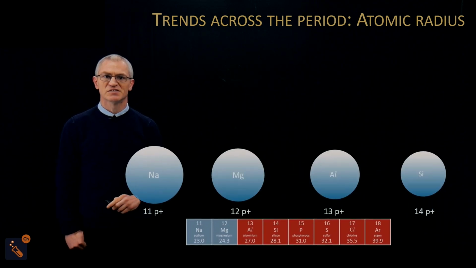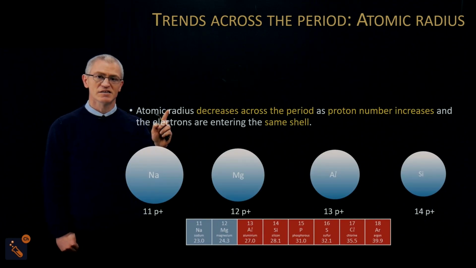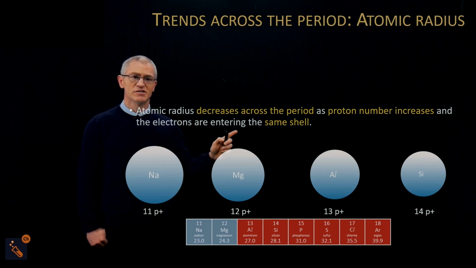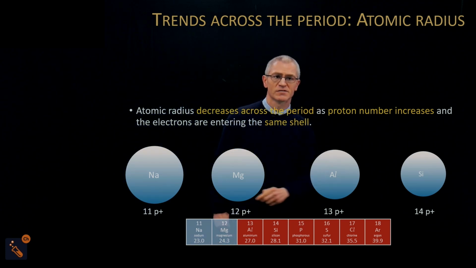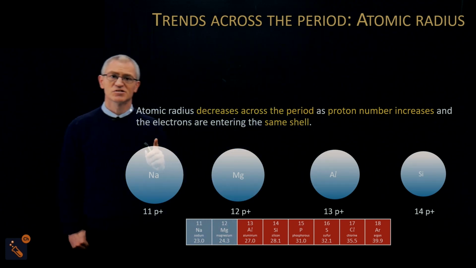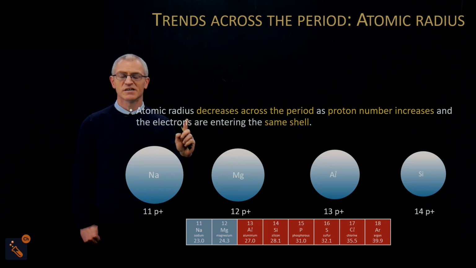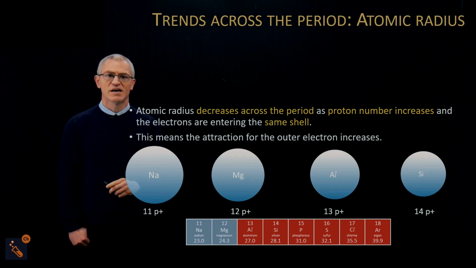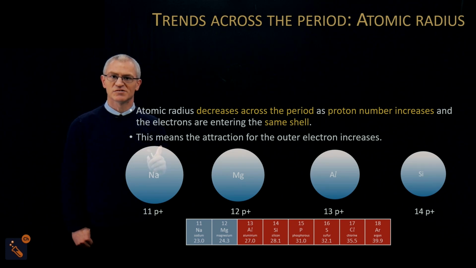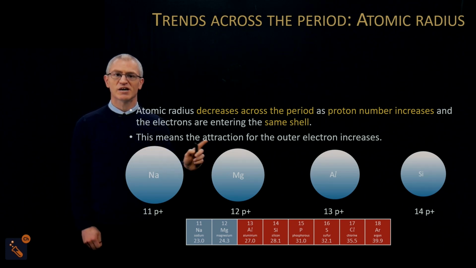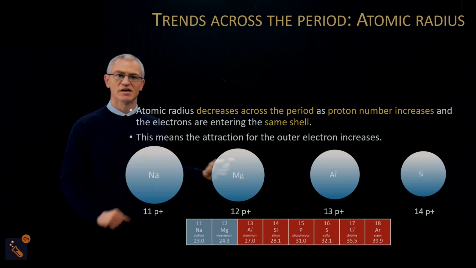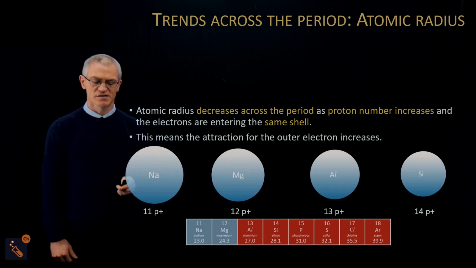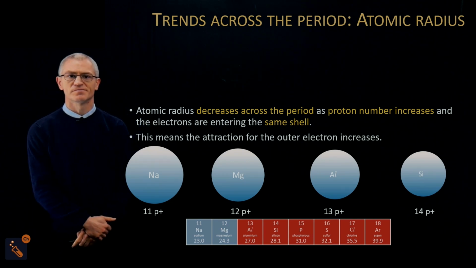Let's talk about this in terms of an exam answer then. So the exam answer is: the atomic radius decreases across the period as proton number increases. It's really important that you say proton number, and that the electrons are entering into the same shell. That's really important as well, and it will become more important later on when we talk about ionisation energy. This means the attraction for the outer electron increases, and that means the outer electron in the outer shell just shrinks that little bit and you get a smaller atomic radius as you go across the period.